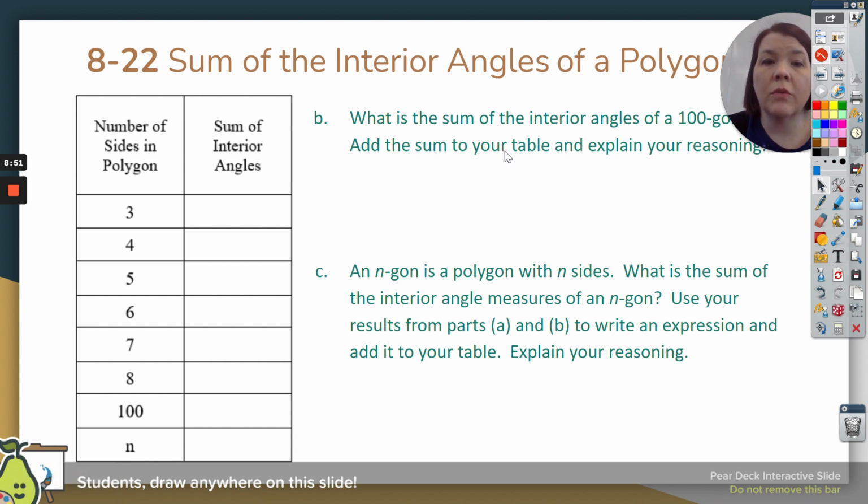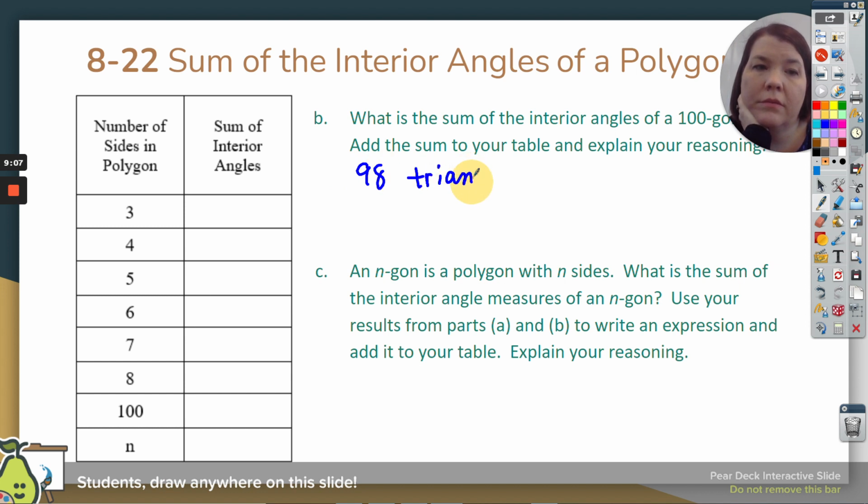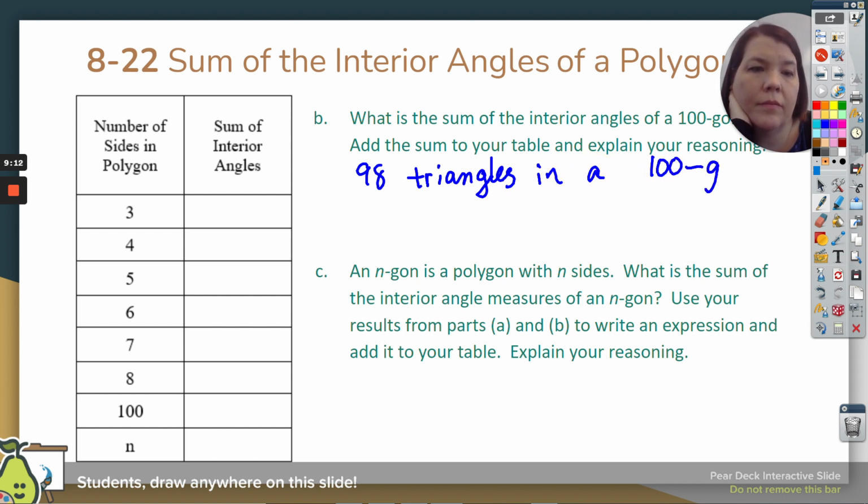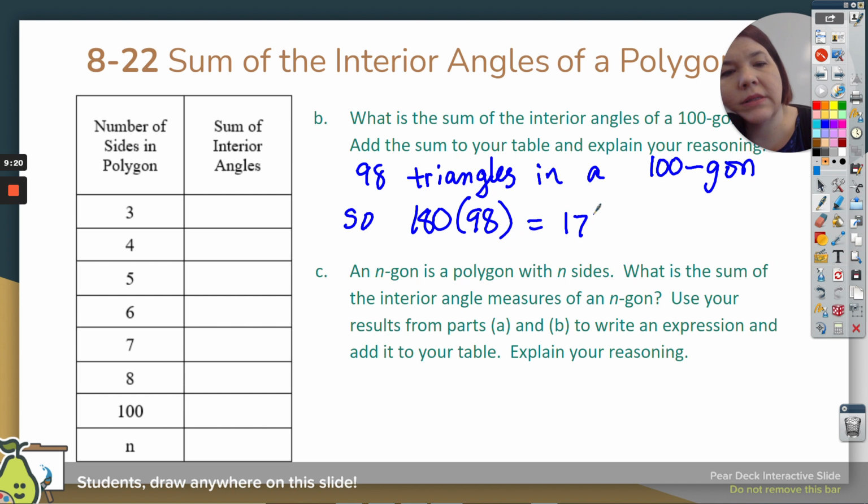So what is the sum of the interior angles? We kind of did these 2 questions. Let's answer them again. We were just supposed to fill out through 8. I just went ahead and did a little more, sorry about that. So we know there's 98 triangles in a 100-gon. So 180 times 98 equals 17640, if I recall, yes. And so that's what we did. We're going to put it in our table, so I'm not going to write it down again.